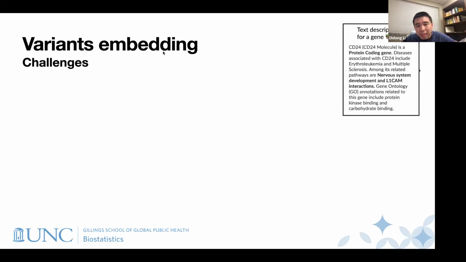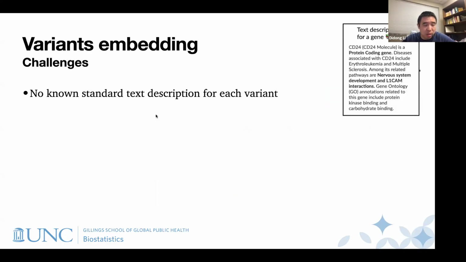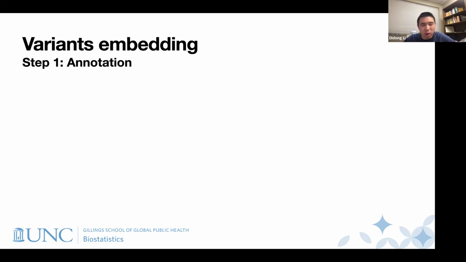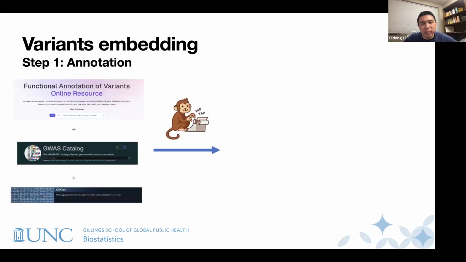But for the genetic variant embedding, there are a few challenges. First, as far as we can tell, there is no known standard description of the genetic variant. Second, the scale is also different. For the gene embedding, there are about 30,000 genes. For genetic embedding, there are millions of SNPs in UK Biobank. If you look at the whole human genome, there are about 9 billion genetic variants, and not at the same scale. Also, sharing genotype data is pretty complicated compared with sharing gene expressions. To overcome this, we first do the annotation.